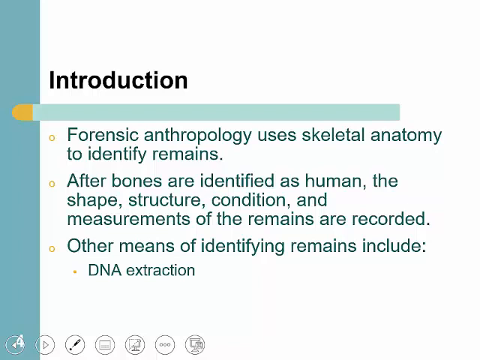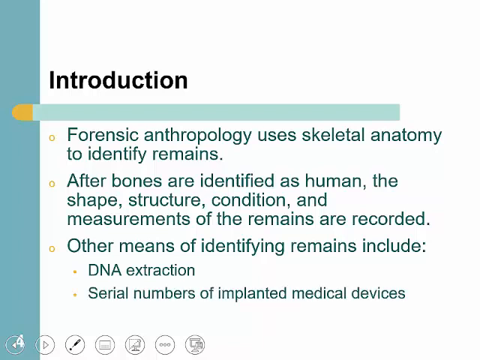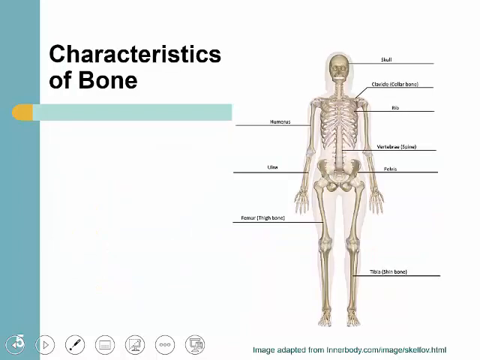We might also come across an instance where someone has had some surgical replacements, so knees or hips or shoulders, anything like that would have a serial number on it. If they have a pacemaker implanted, it would have a serial number on it. And we could use those serial numbers to also determine a person's identity with much more certainty. But for today, we're going to focus on the bones.